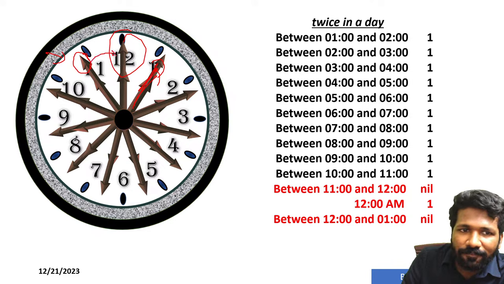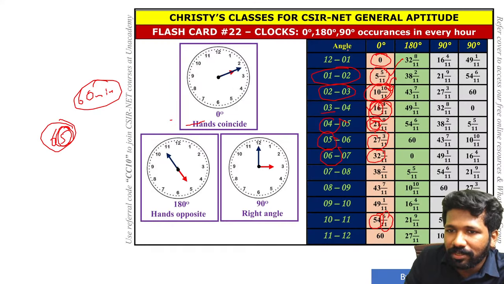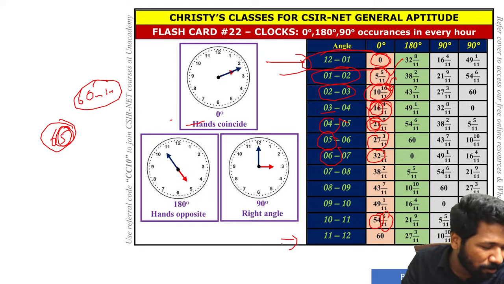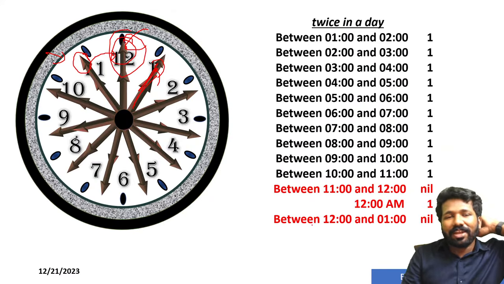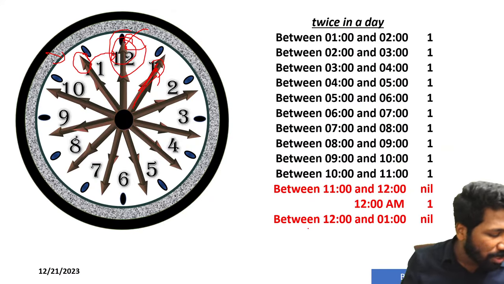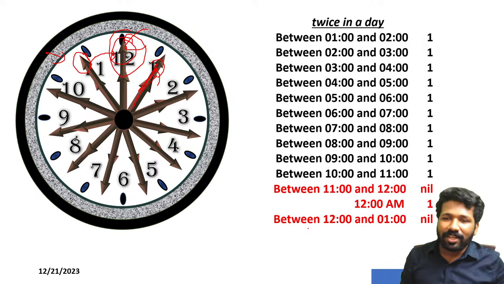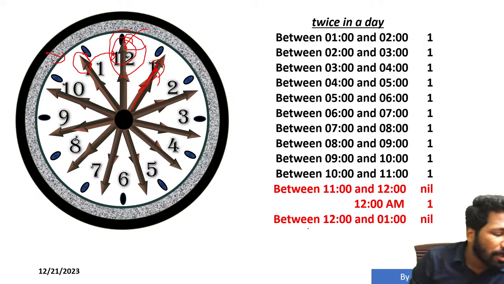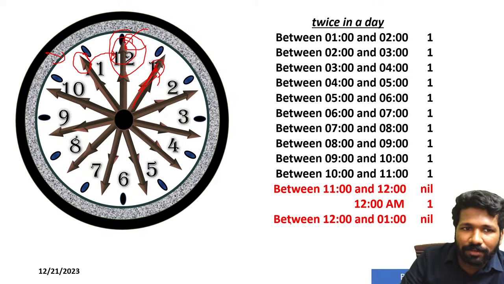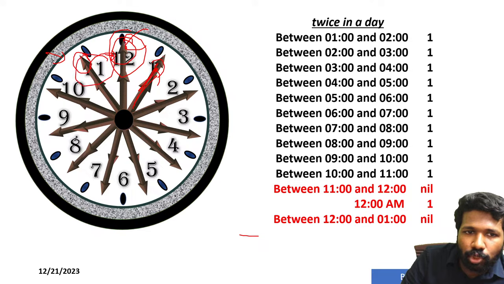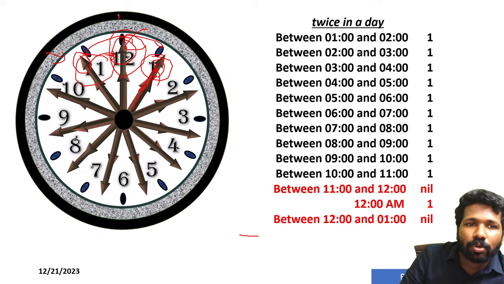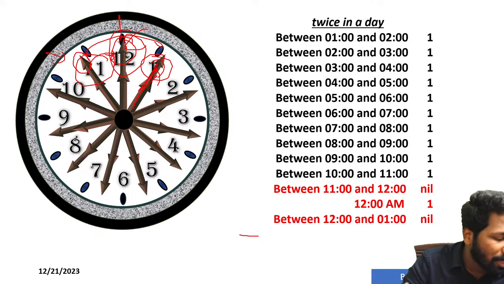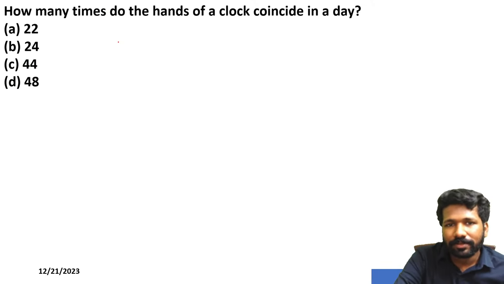Then adding 65 minutes, it will reach 12 o'clock. 12 o'clock is already counted, na? 12 o'clock is already counted here. So counting it again is not possible. That means between 11 and 12, technically, there is no instant where 0 degree is created. Yes, we can say at 12 it happened, but 12 was already counted, na? Between 12 and 1, or in other words between 11 and 1, 2 hours are there, but it happens only once. 0 degree occurrence. All of you clear?